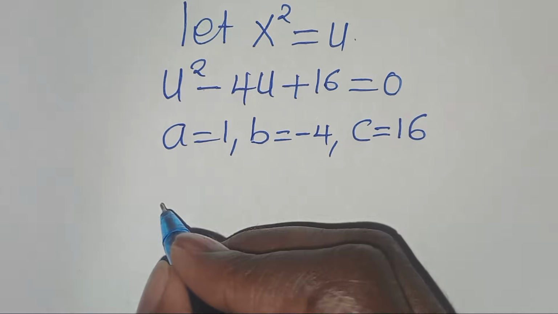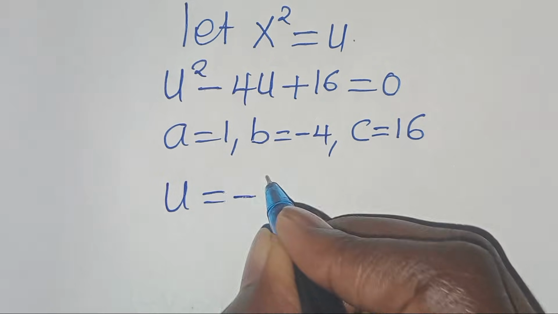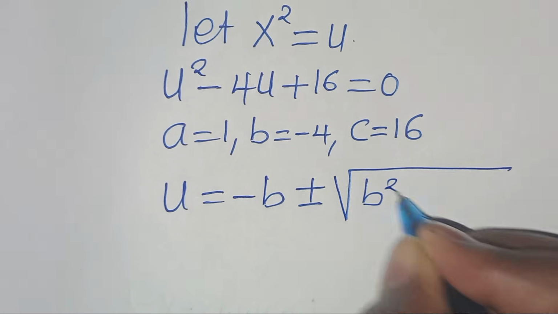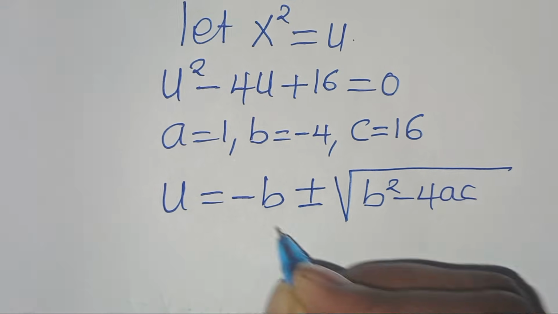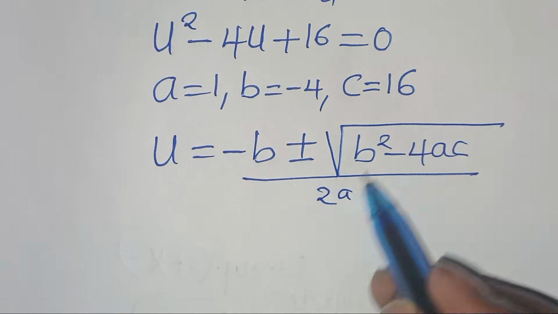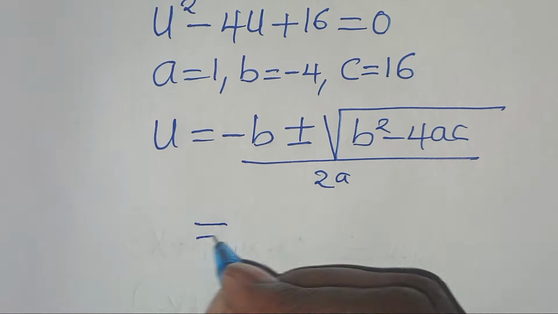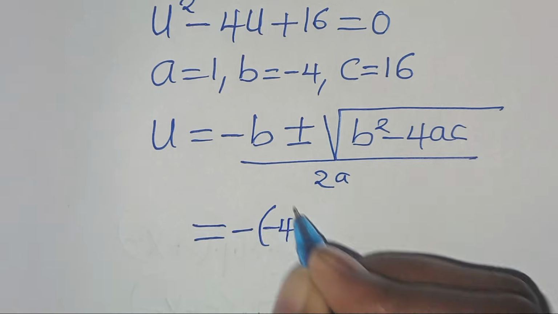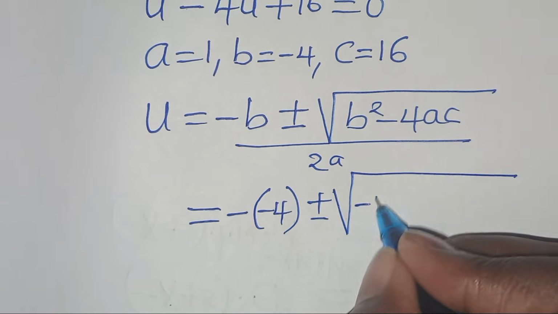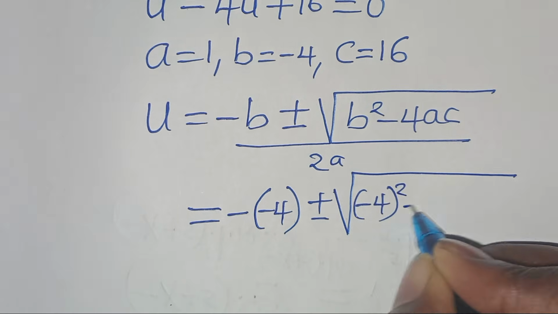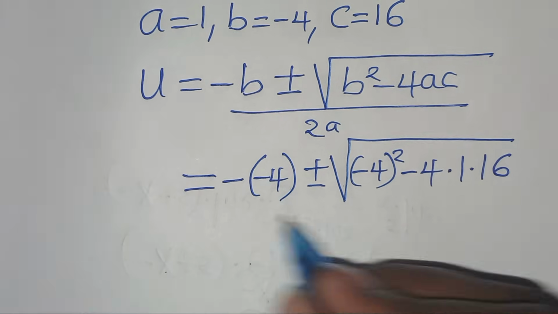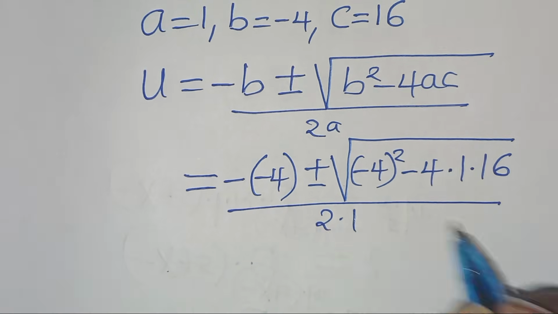Now we can solve for u by applying the quadratic formula, which is minus b plus or minus the square root of b squared minus 4ac, divided by 2 times a. Now let's substitute a, b, and c into this formula, so that we have negative times negative 4 plus or minus the square root of negative 4 raised to the power of 2 minus 4 times a, which is 1, times c, which is 16, divided by 2 times 1.